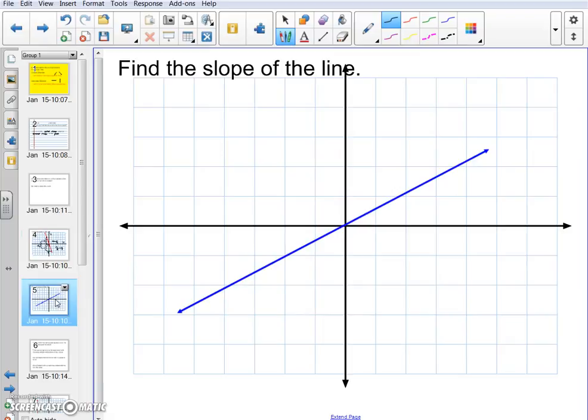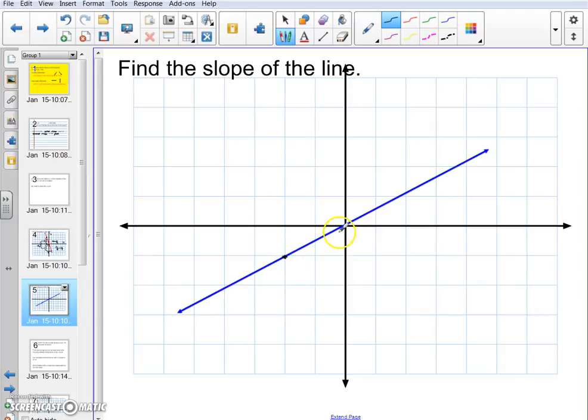Now, here's the next one, and I do want you guys to try this out. Be very careful when you identify your coordinates, and you should pause right here and try it out. Well, I'm hoping you guys actually paused.